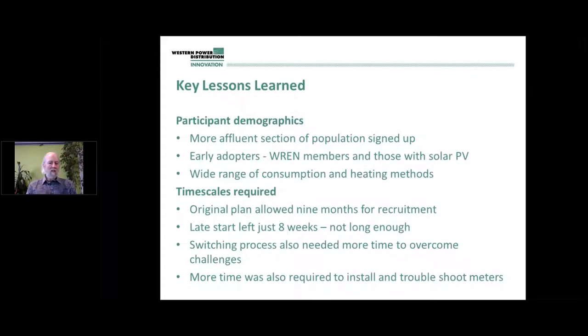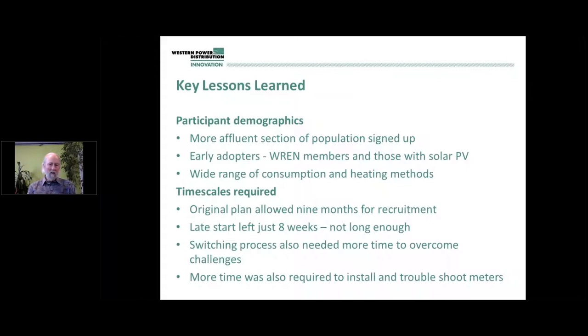Right, key lessons learned. This is just with regard to getting the sign-ups. Participant demographics. It was interesting that the more affluent section of the population were more likely to sign up, which is possibly counterintuitive, as you think people that needed to save money would be the ones more likely to. Also, it was clear that what we term early adopters were quite large in the sign-ups. WREN members and those that have solar PV already, I think 36% of the participants actually had solar PV, which meant it wasn't necessarily sensible for them to sign up to save money.